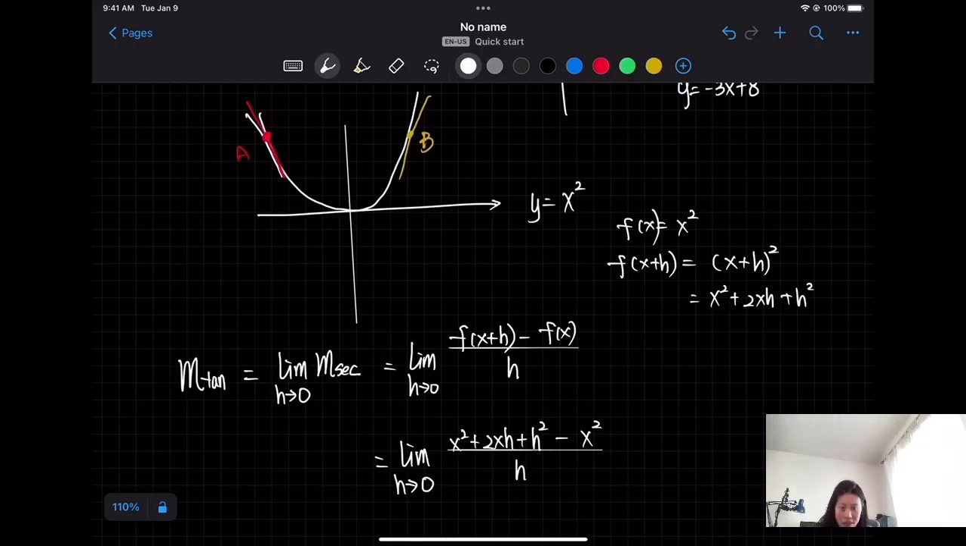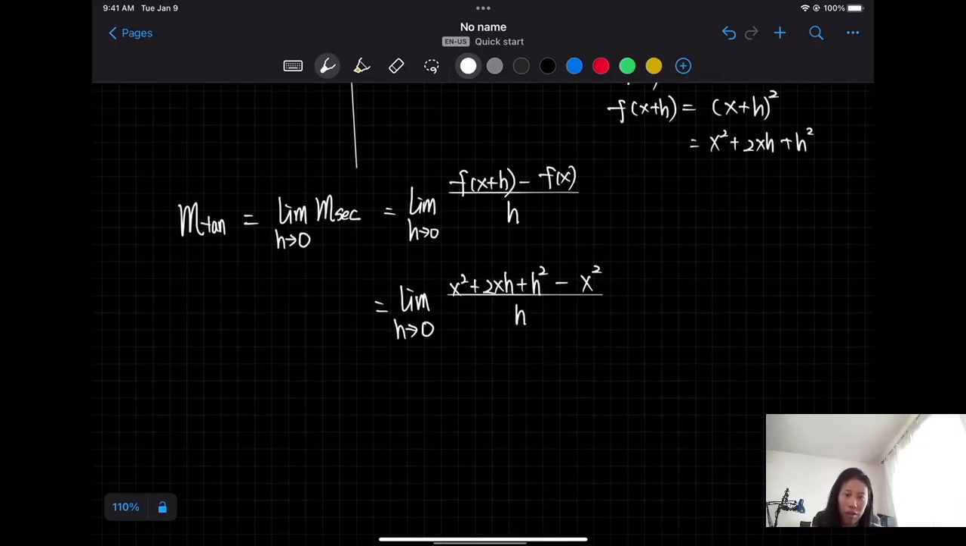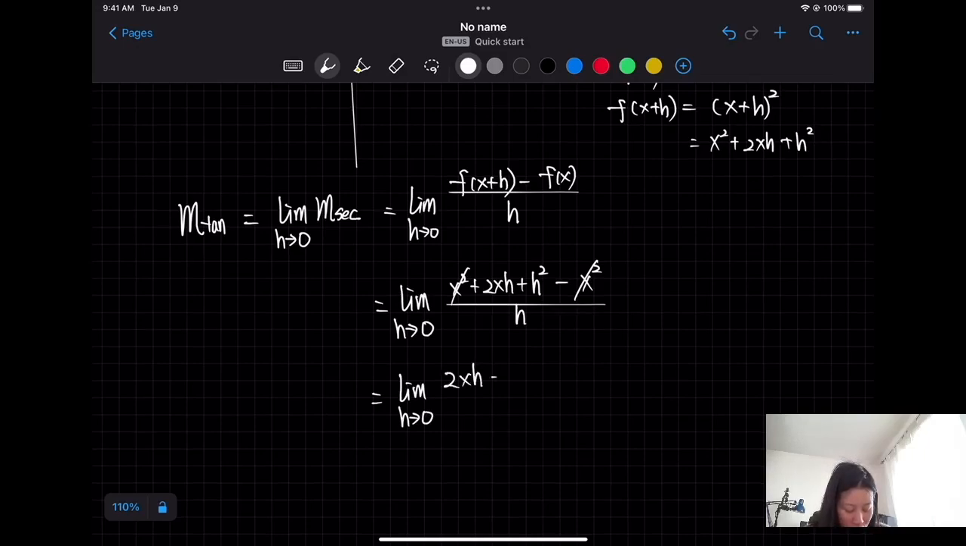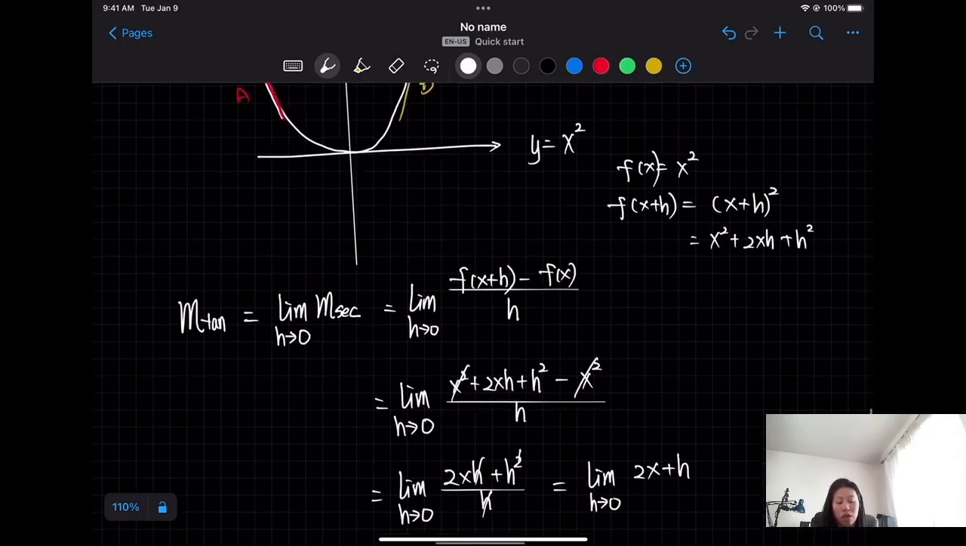Simplify it. So the x squared gets cancelled, right? Because we have an x squared and a negative x squared. So now I have the limit as h approaches 0 of 2xh plus h squared over h. They have a common factor, h, which means I can cancel them. So now I have the limit as h approaches 0 of 2x plus h. That would be the slope of the tangent line for this function.